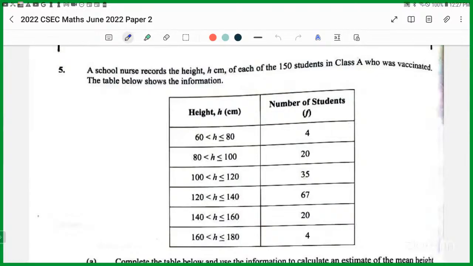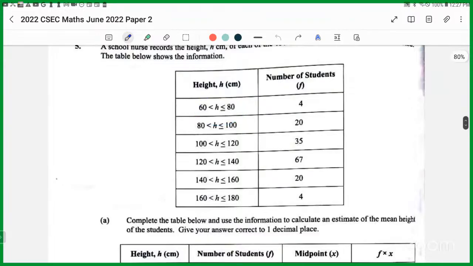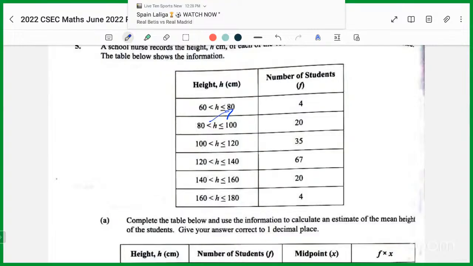All right. This one says, a school nurse recorded the height in centimeters of each of 150 students in a class who were vaccinated. The table below shows information and it's grouped. So between 60 and 80, this one includes the 80 and does not include the 60, and that was 4. And this one is between 80 and 100, including the 100, not including the 80. So the 80 belongs to the previous group. Sometimes they give it like that, right?